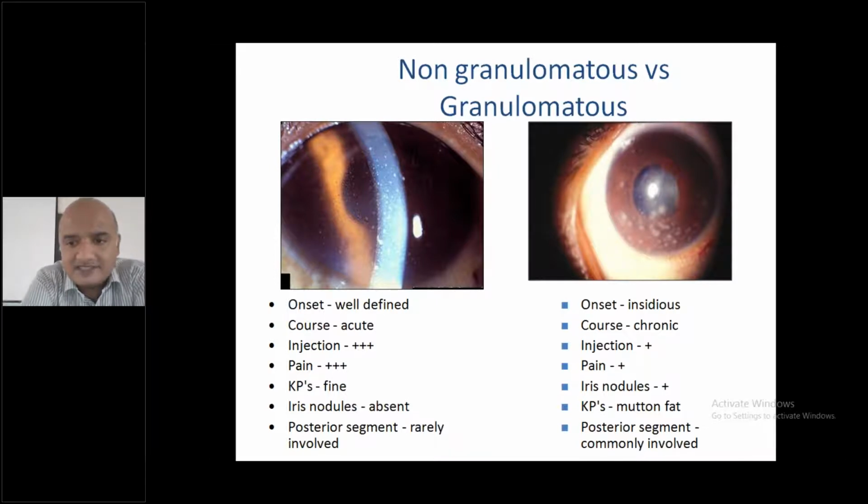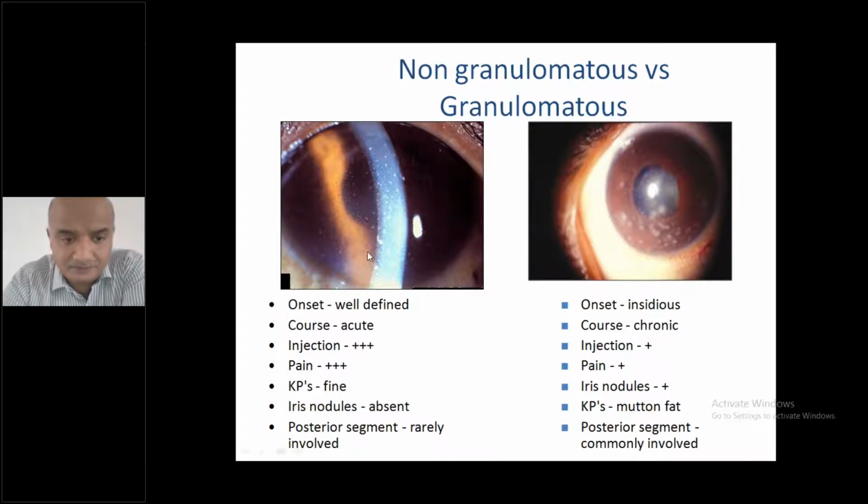Granulomatous uveitis is insidious in onset and chronic, and there is congestion around the eye, mild pain will be present, iris nodules will be present, which you can see here around the pupil, and you can see the mutton fat KPs. KPs are nothing but keratic precipitates. These are proteinaceous deposits which are stuck onto the endothelium of the cornea. The posterior segment is commonly involved in granulomatous uveitis.